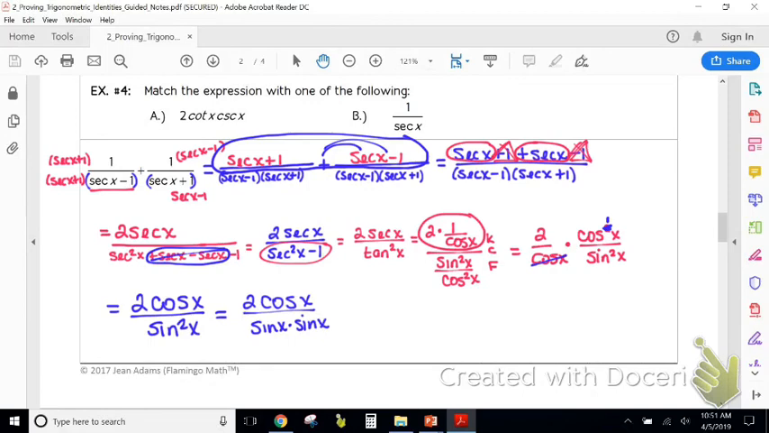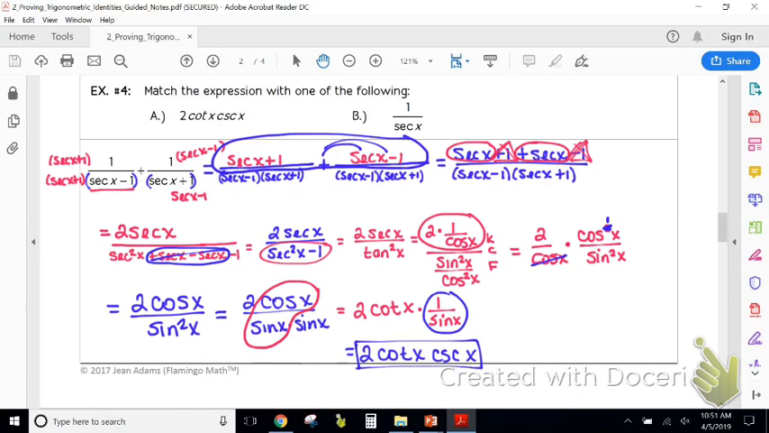Well, if I do that, remember these are all being multiplied, so I can group them. There's my cotangent, isn't it? So I have 2 cosine over sine is cotangent, and then times, I still have a sine on bottom, so that's like 1 over sine. And what is 1 over sine? The cosecant that we needed. Okay, so we have 2 cotangent of x, cosecant of x, which is answer choice A.